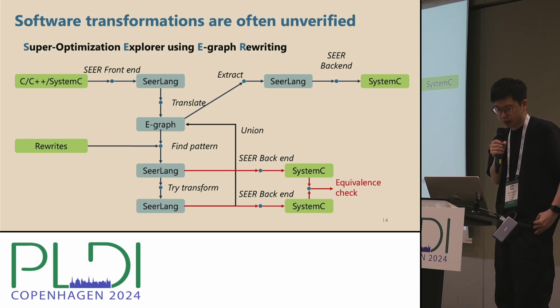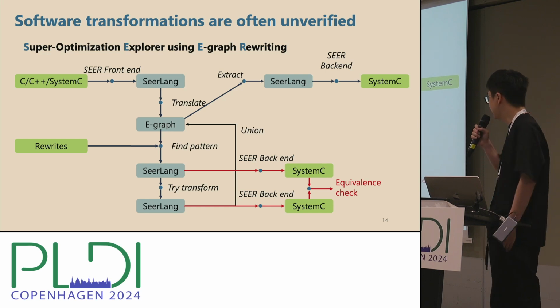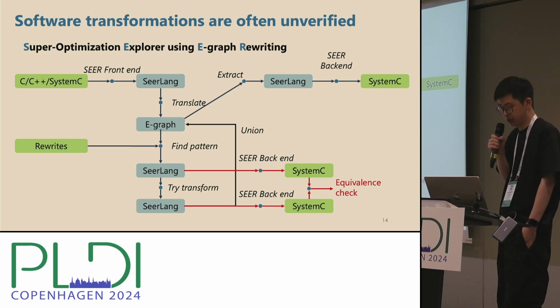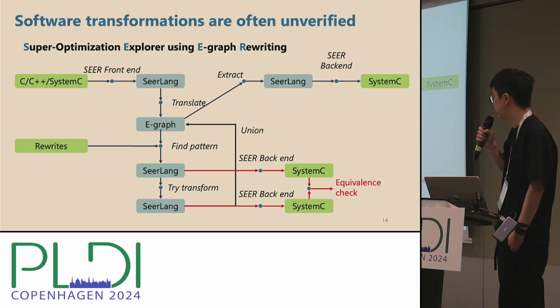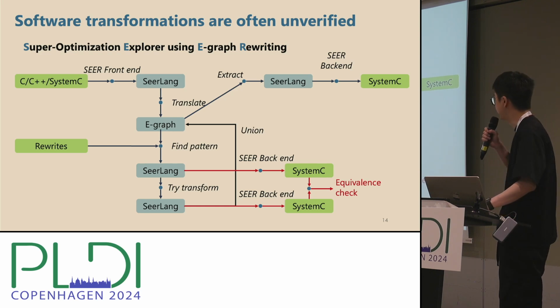So here, for each transformation, we translate the IR back to SystemC code and then ask a commercial equivalence checker to verify the equivalence between these two representations. That will ensure the correctness of our design.